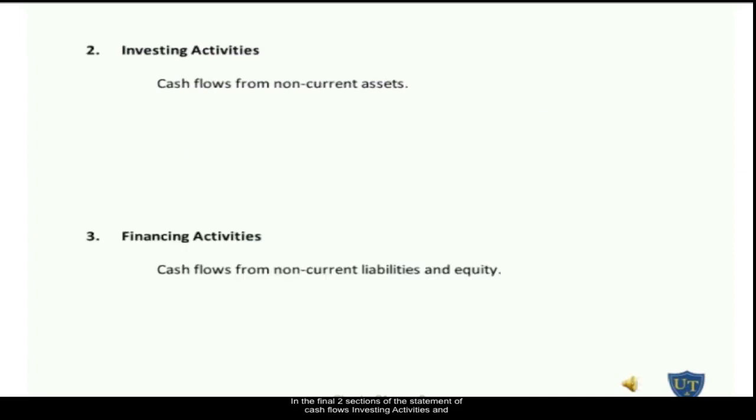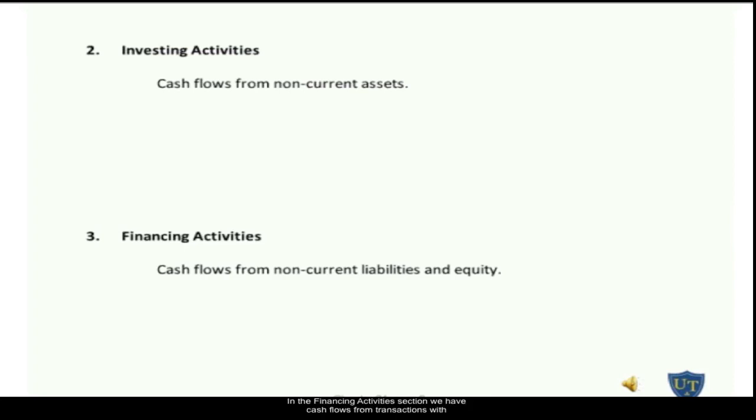In the final two sections of the statement of cash flows, investing activities and financing activities, we tend to have fewer transactions for larger dollar amounts. So in investing activities, we're looking at the cash flows that are from non-current assets. So sales of property, plant, and equipment, for example, would result in an inflow of cash to the company, whereas purchasing property, plant, and equipment would use cash.